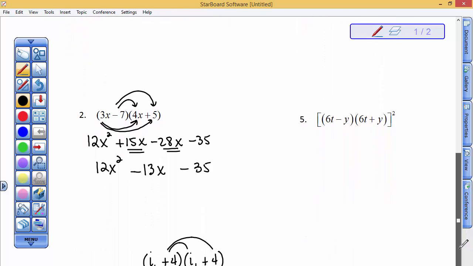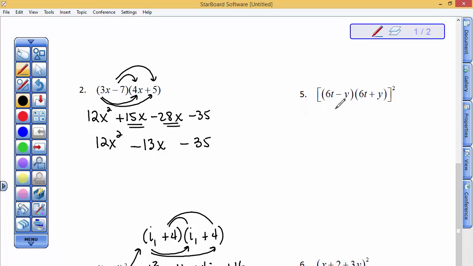I guess if I was going to do number 5, I would absolutely do what's inside the parentheses first. So 6t times 6t is 36t squared. Remember that when one of these binomials has a minus sign and one has a plus sign, but they look alike, this positive 6ty and this minus 6ty disappear.